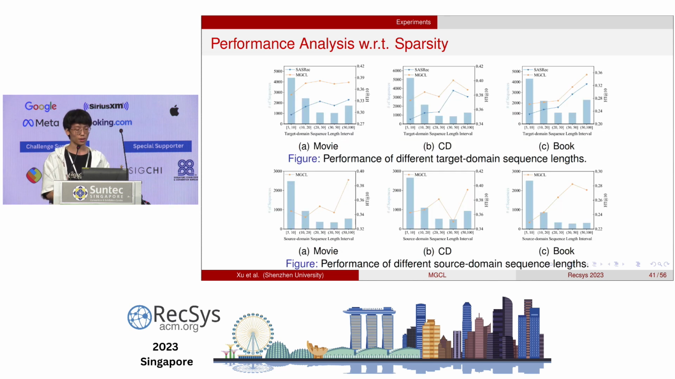We can observe that the maximum improvement of our MGCL against the baseline model occurs in the short source sequence interval. That's because the traditional single-domain methods struggle to capture the user's preference in a sparse data case, while the knowledge transfer across domains is more effective in this situation.